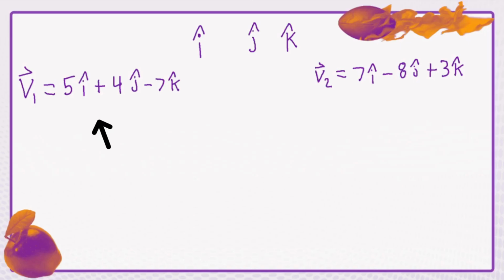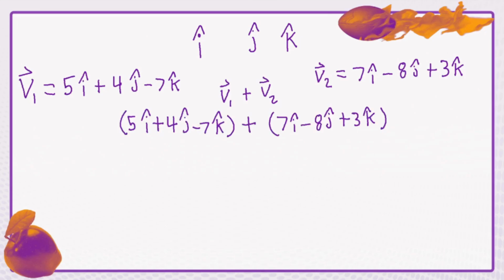Here we have vector 1, which equals 5i plus 4j minus 7k, and vector 2, which equals 7i minus 8j plus 3k. Now we'll find vector 1 plus vector 2. For addition, the first thing we need to do is combine like terms. So we put the i's here, the j's here, and the k's here.